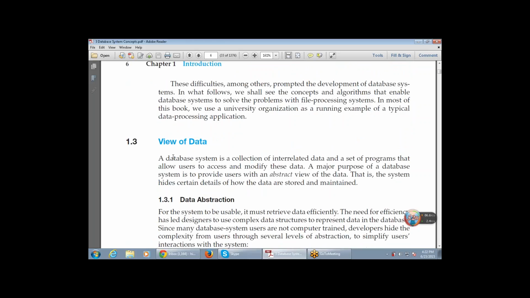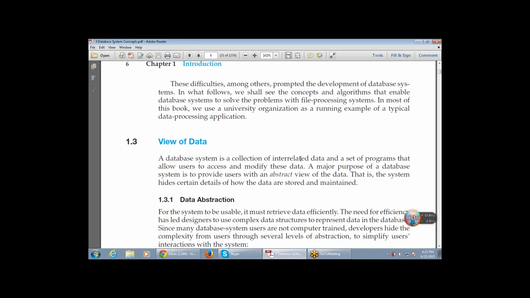Then the next topic we have covered is the view of data. That is, what are the various views of data, or how we can see the database management system. A database management system is a collection of interrelated data and a set of programs that allows the user to access and modify these data. The main purpose of a database system is to provide users with an abstract view of the data. Abstract means providing the sufficient detail that is needed to retrieve the data.